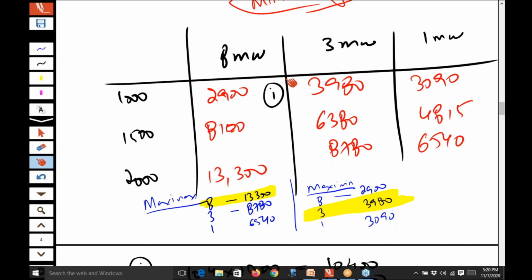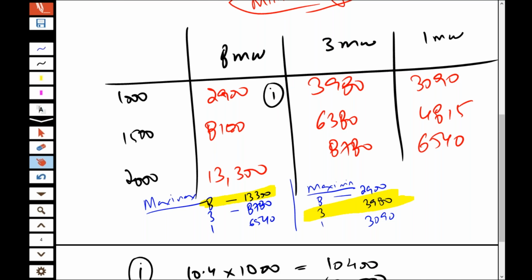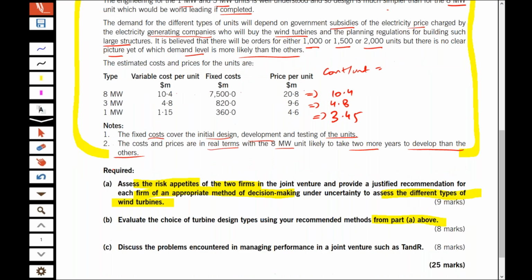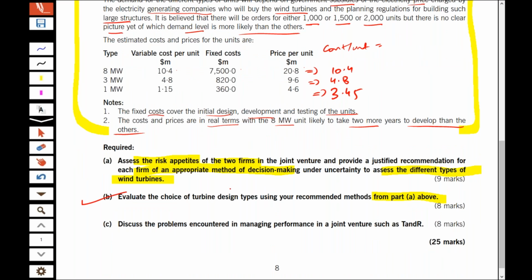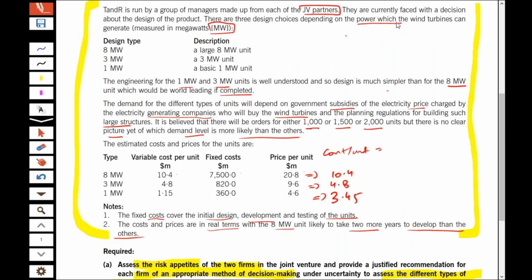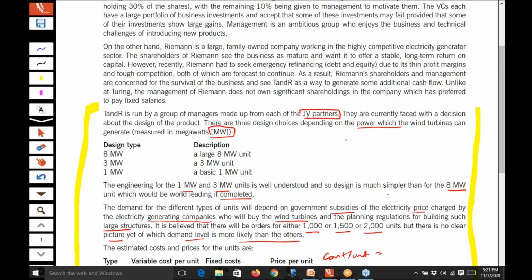Okay, let's move a bit forward. Now, the requirement of this question says: evaluate the choice of turbine design types using your recommended method from part A above. Next, discuss the problems encountered in managing performance in a joint venture such as T&R. Now let's start discussing and going through the question.